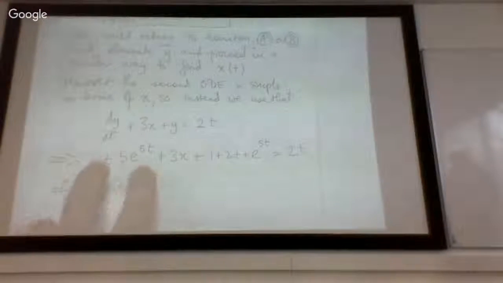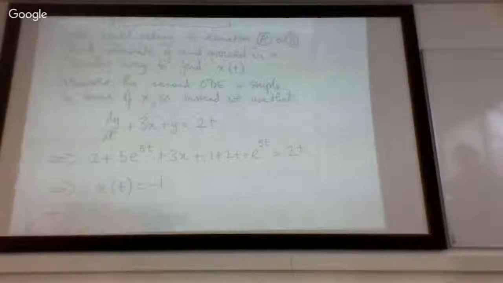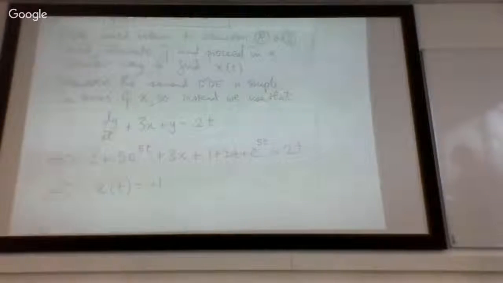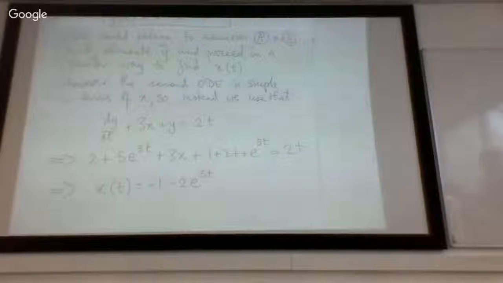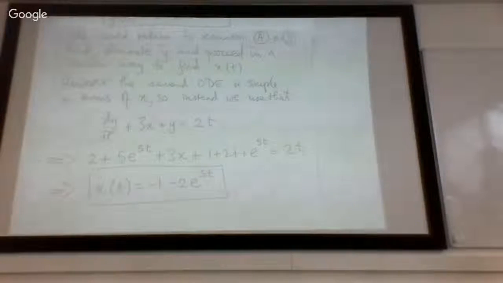There's some t's floating around. You've got a 2t on the left-hand side, but also a 2t on the right-hand side. So that disappears in a puff of smoke. Then you've got these exponentials. You've got 5e to the 5t and e to the 5t. So you've got 6e to the 5t on the left. Put it over the other side. It's minus 6 divided by 3. It's minus 2e to the 5t. Which I believe is correct. So that's the other half of the solution.